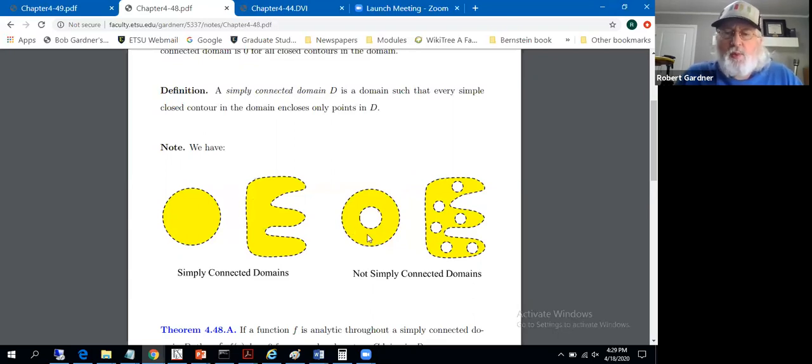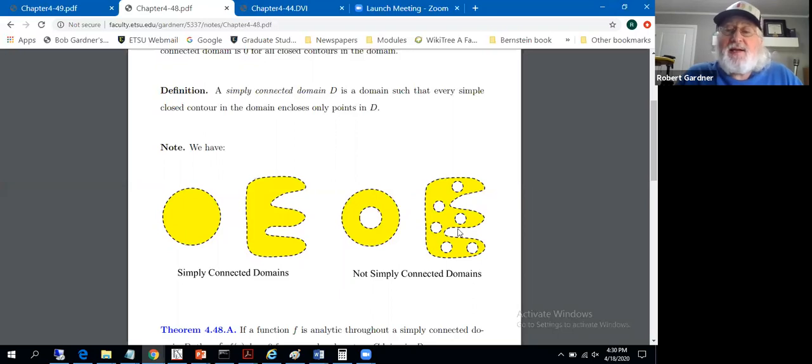Over here, we could take a contour that went around the hole in this annulus, and that simple closed contour would have interior to it points that aren't yellow, points that aren't in the domain. Over here, we could go around one of these little holes that's been punched in the domain, or for that matter, go around more than one of them. And inside that simple closed contour, we would have points that aren't yellow, points that aren't in the domain.